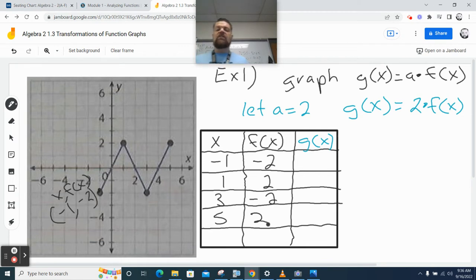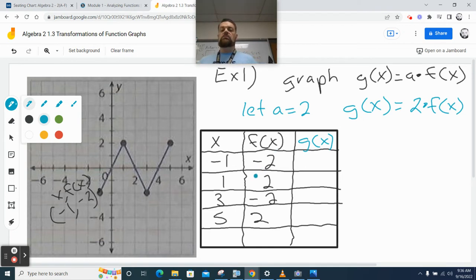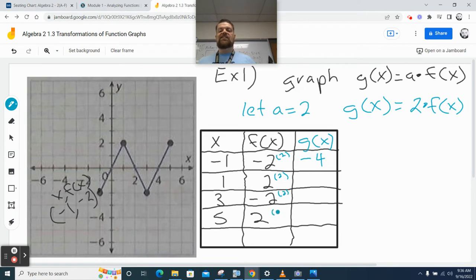What did we say g of x was? Well, it's equal to 2 times f of x. What's 2 times -2? -4, right? You see that? So what I'm thinking in my head, I'm just kind of multiplying by 2. So I'm going to take all of these and just multiply them by 2. So this one becomes +4. This one becomes -4. And this one becomes +4.